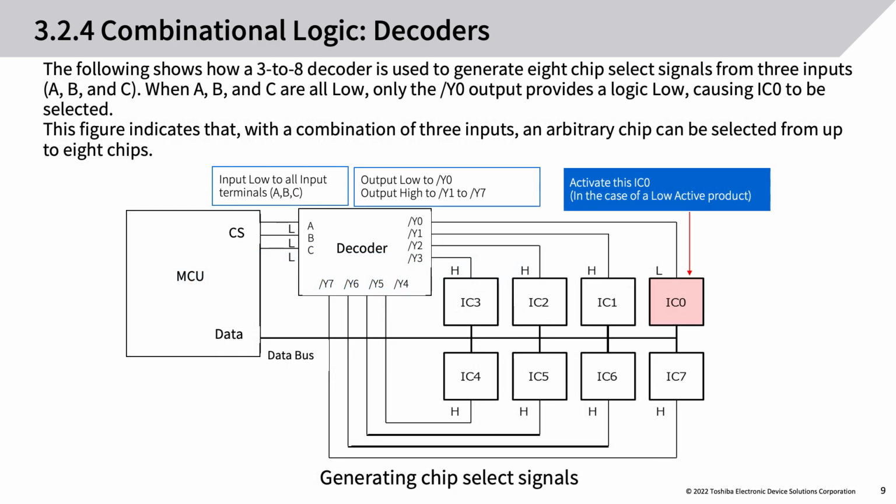The following shows how a 3 to 8 decoder is used to generate 8 chip select signals from 3 inputs, A, B and C. When A, B, and C are all low, only the Y0 bar output provides a logic low, causing IC0 to be selected. This figure indicates that, with a combination of 3 inputs, an arbitrary chip can be selected from up to 8 chips.